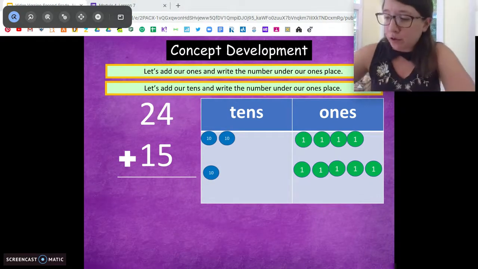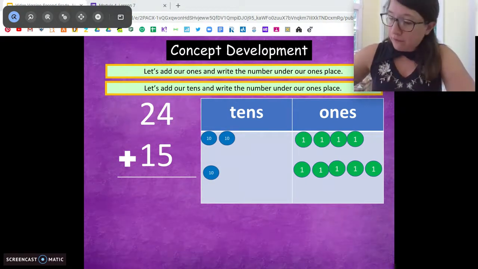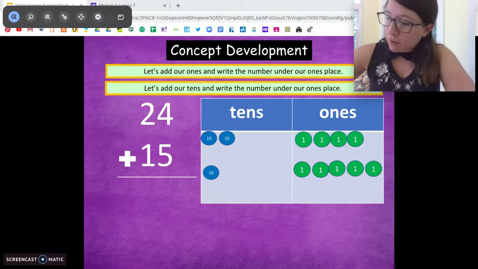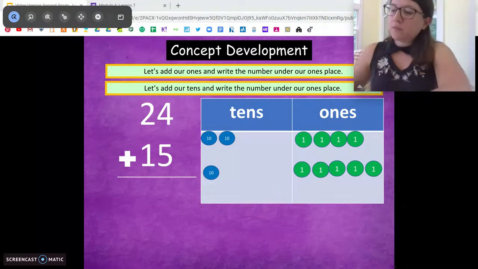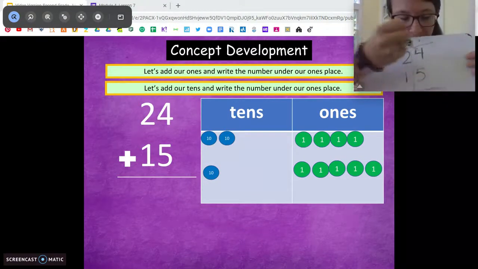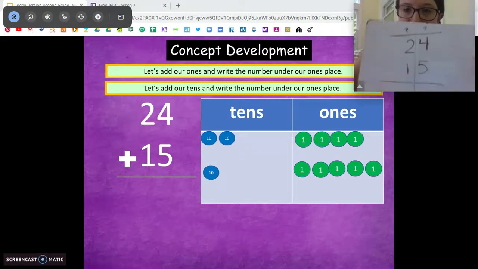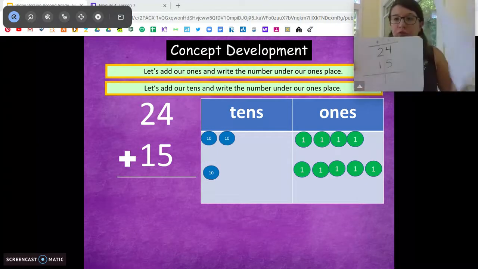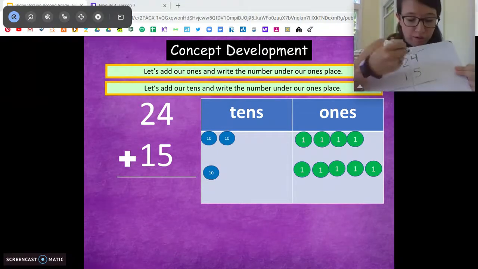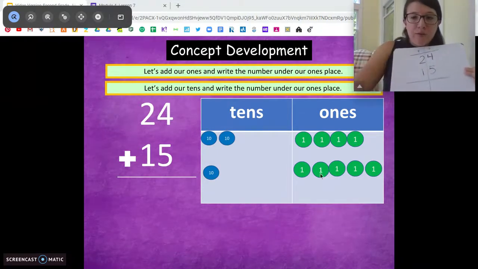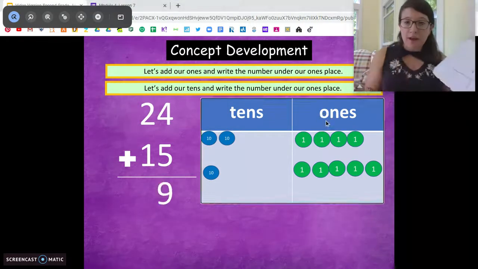In the vertical method, what you can see is this looks a little bit like a place value chart. So we have 24 and 15. If I were to draw a line down the middle, we can see that this is separated into our 1s and our 10s, just like on our place value chart with our discs. So we're adding 4 and 5, just like we're doing here. When we add 4 and 5, how many 1s do we get?